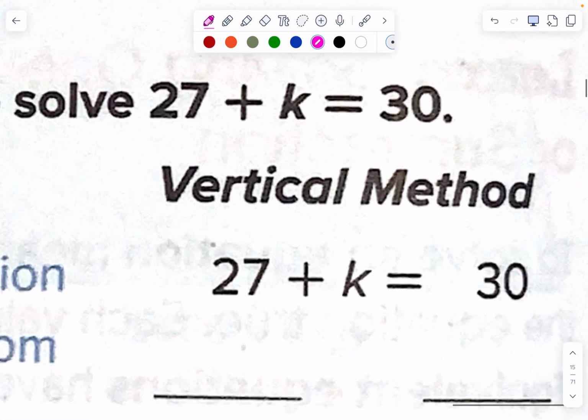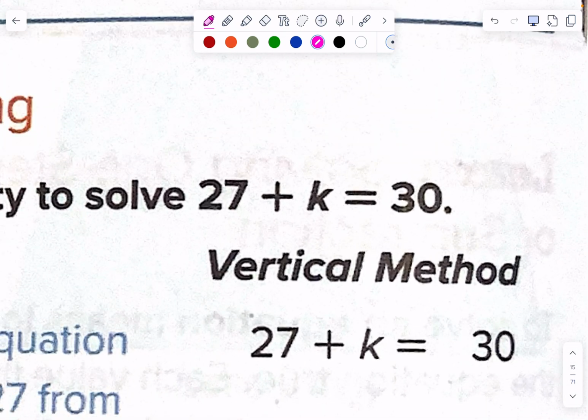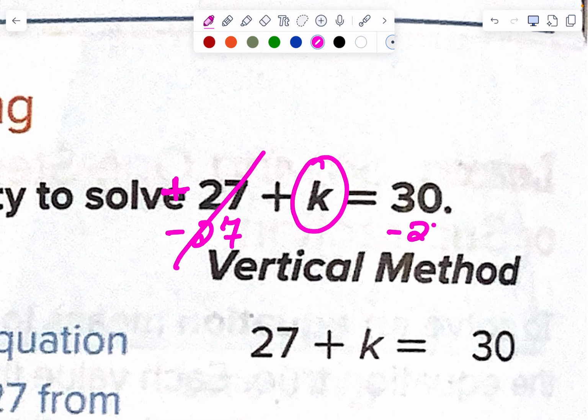Solve by subtracting. This time they put the 27 first. So if I want to get K by itself, how do I get rid of 27? You subtract 27. How do you know you have to subtract 27? Because the 27 is positive, right? So I need to subtract 27. That cancels it here, and K equals 3. Okay, good. Is this all we're doing today? All right, that's all we're doing today.